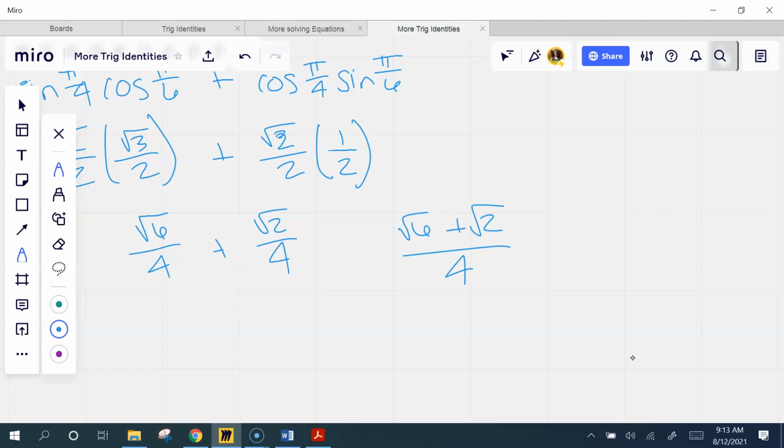If you factor out a square root of 2, for whatever reason you may want to do that, this would be the square root of 3. Square root of 2 divided by square root of 2 is 1. That's the same thing.